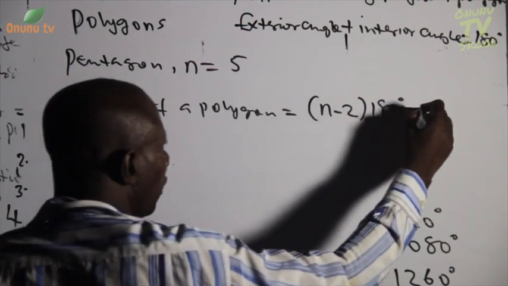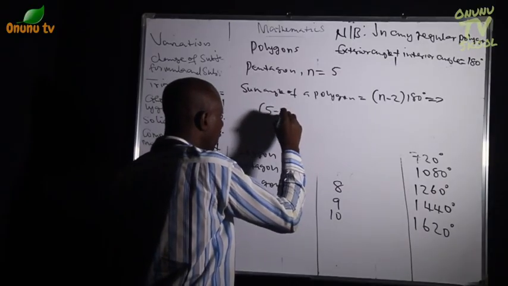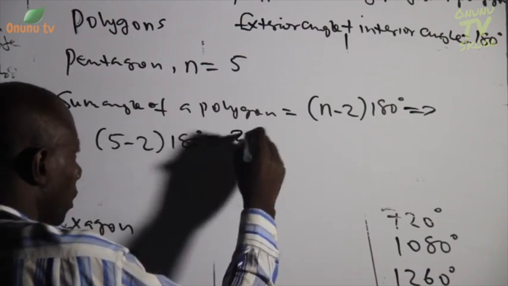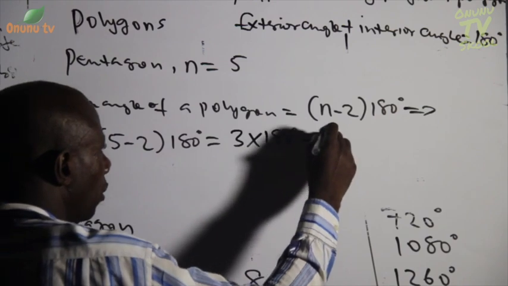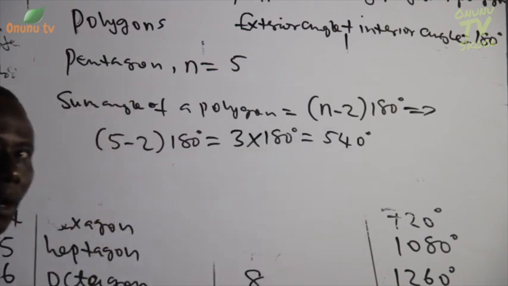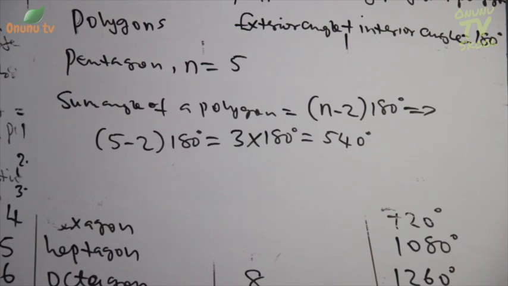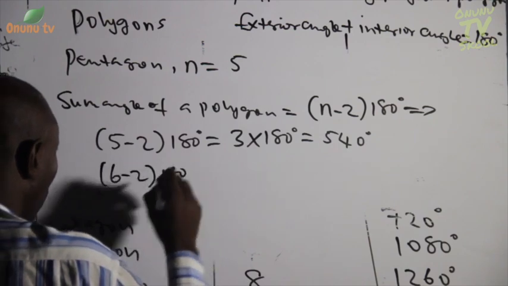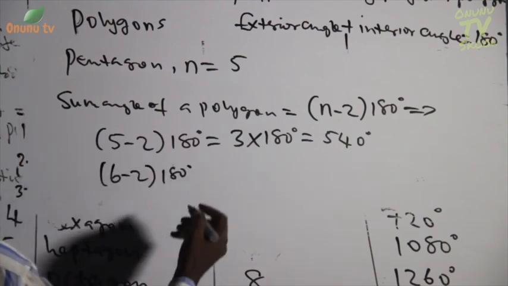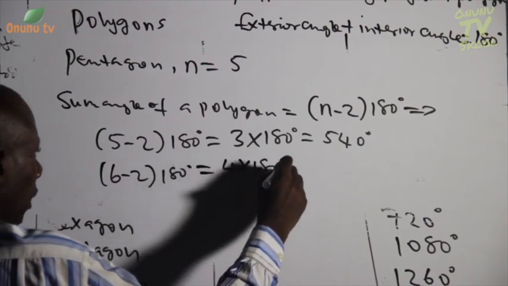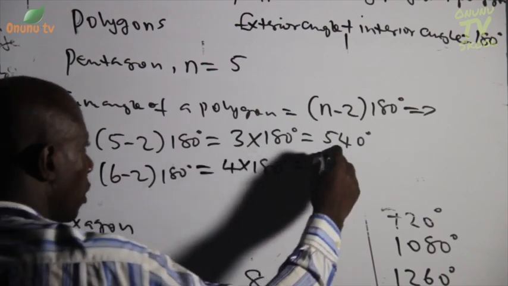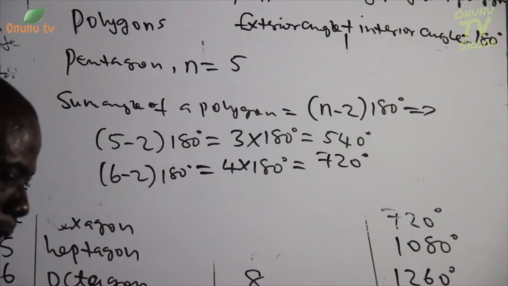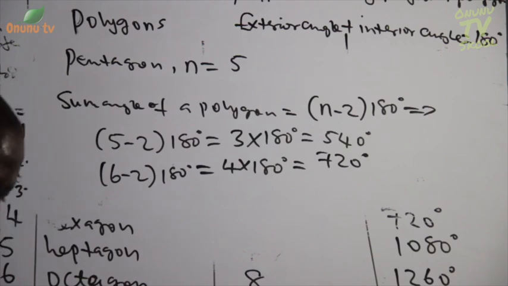So since n is 5, it implies (5 minus 2) times 180 degrees, which is equal to what? 5 minus 2 is 3. 3 times 180 degrees gives us 540 degrees. That is how we got the sum of angles of a pentagon. Now for a hexagon, it's not something hard. (6 minus 2) multiplied by 180. 6 minus 2 is what? 4. So 4 times 180 degrees is equal to what? 720 degrees. So on and so forth for the rest. So calculating the sum of angles of a polygon is as simple as A, B, C, D.